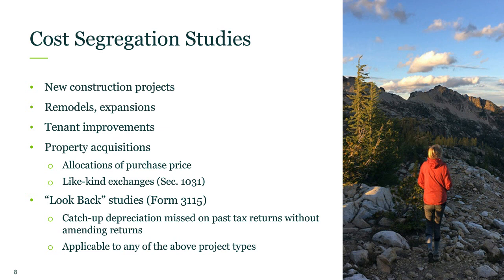These studies can be completed on a look-back basis through an automatic accounting method change, or Form 3115. Basically, with a 3115, a taxpayer would catch up the depreciation that they missed on prior tax returns by taking those deductions in the year that the Form 3115 is filed. So you're just catching up all that depreciation into the current time period. And the benefit of doing this is that it can be done without amending any prior tax returns.